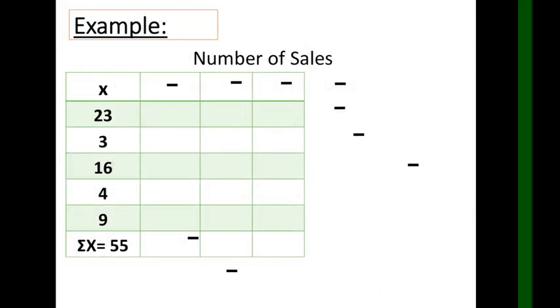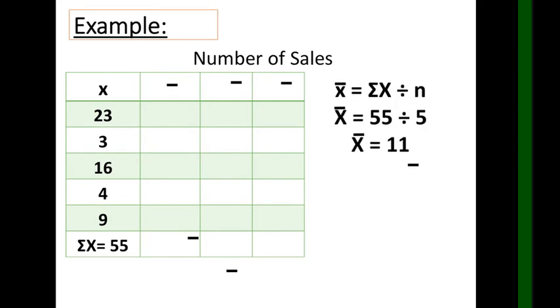Okay, let's have this example. So we have the number of sales, 23, 3, 16, 9, and 4, and 9. The total is 55. First, get the mean. To solve the mean, again, we just have to divide 55 by the total number of items, which is equal to 5. So 55 divided by 5 is 11. And now, we will put 11 in all the columns.